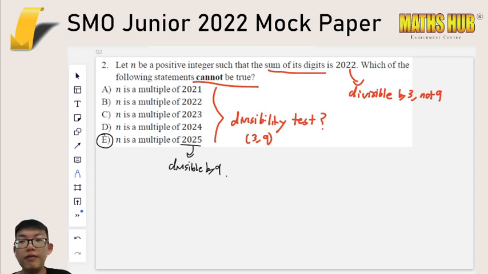Do not worry too much about how you can make multiples of 2021, 2022, 2023, and 2024. I can assure you that it can be done, but that is not such an easy task. So let's just move on from here.